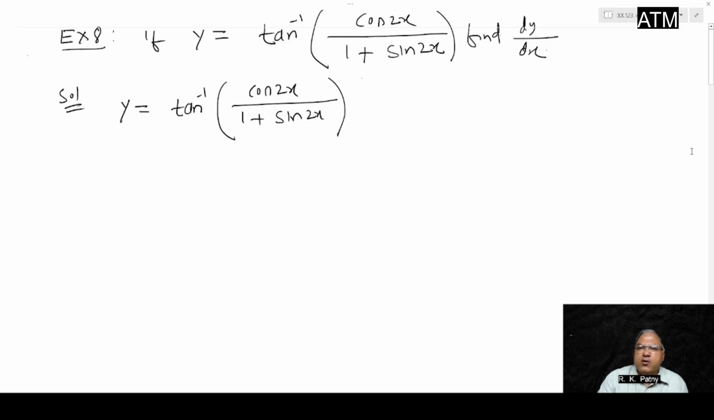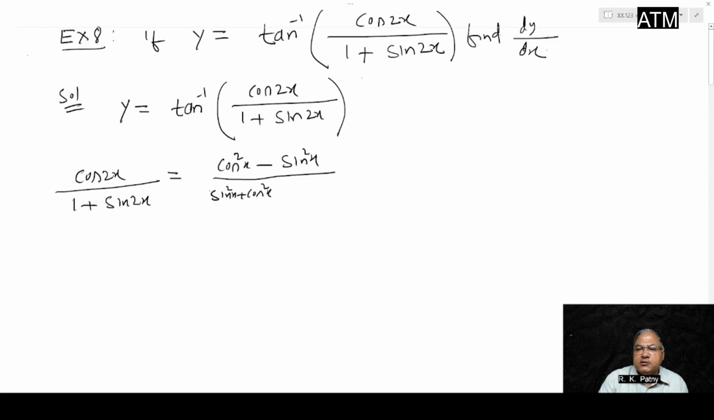Example number 8: y equals tan inverse of cos 2x upon 1 plus sin 2x. First of all, we will simplify the trigonometry part present in the bracket, cos 2x upon 1 plus sin 2x. Cos 2x can be written as cos square x minus sin square x, and 1 can be written as sin square x plus cos square x, and sin 2x can be written as 2 sin x into cos x.